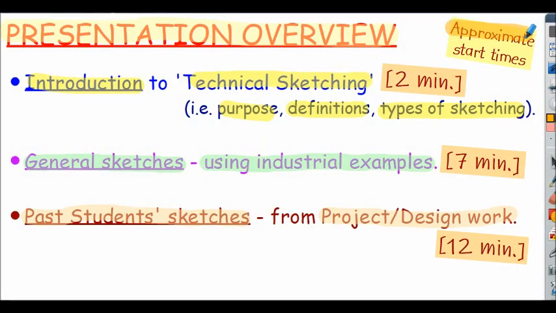And here are the approximate start times related to the various sections contained within the presentation, hopefully to aid your ease of access through the presentation, but please note that these times are rounded to the nearest minute.